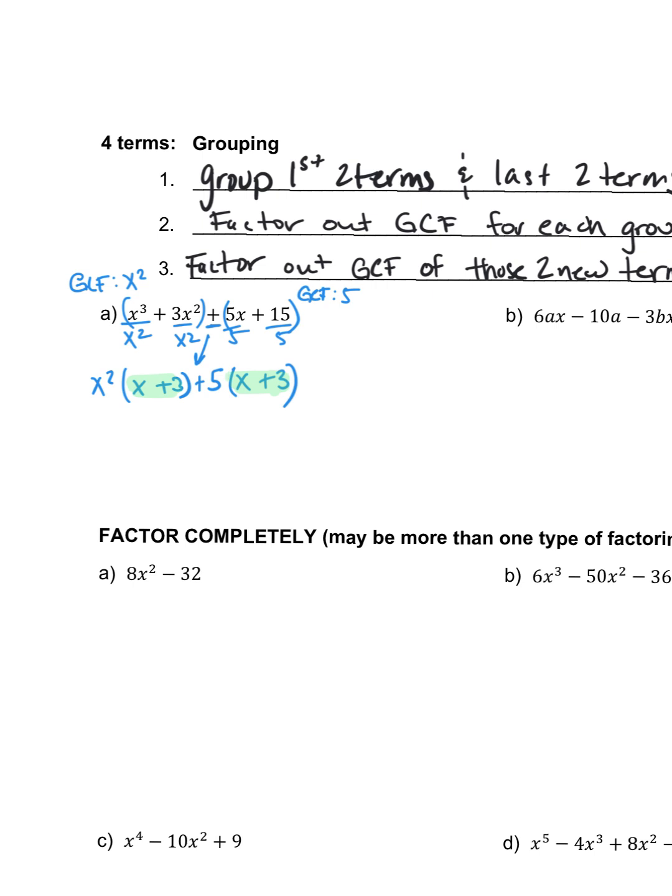Now the third thing to do is factor out the GCF. The thing that I highlighted is the GCF of those 2 new terms. So I'm going to factor out that x plus 3, in parentheses. And then what's left over? This is an x plus 3, and this is an x plus 3. So if I cancel these, I'm left with x squared plus 5. And that's factored completely.